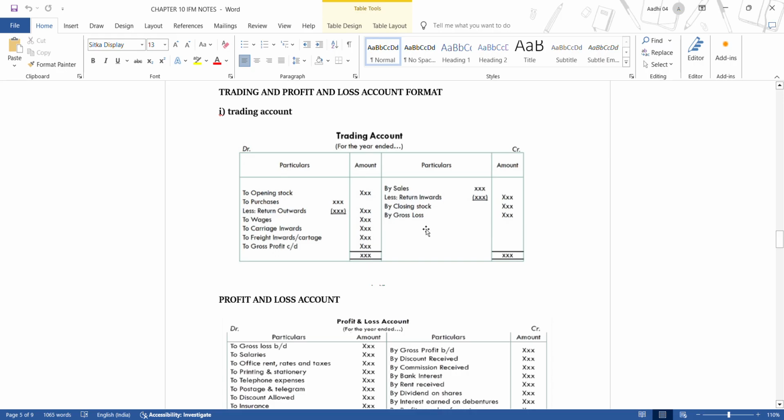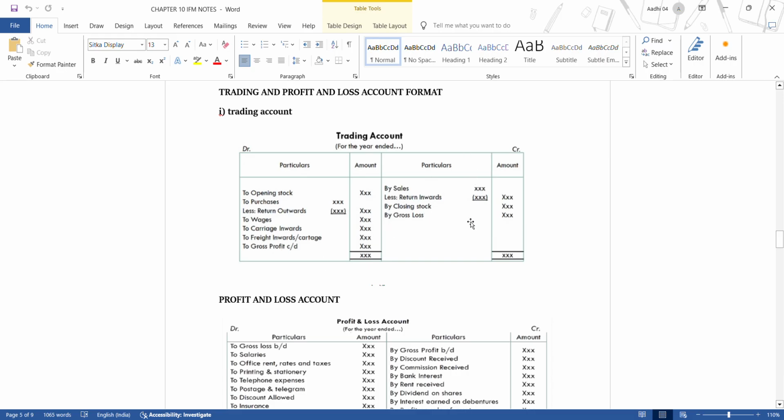And sales means something which we are getting as income from the company's point of view, so that is your credit side. Sales is an income. Closing stock is an income. Now when you balance it, if your credit side is more, you are getting profit. If your debit side, your expense, is more, you are getting loss. So that is gross profit and gross loss. Keep it in mind.